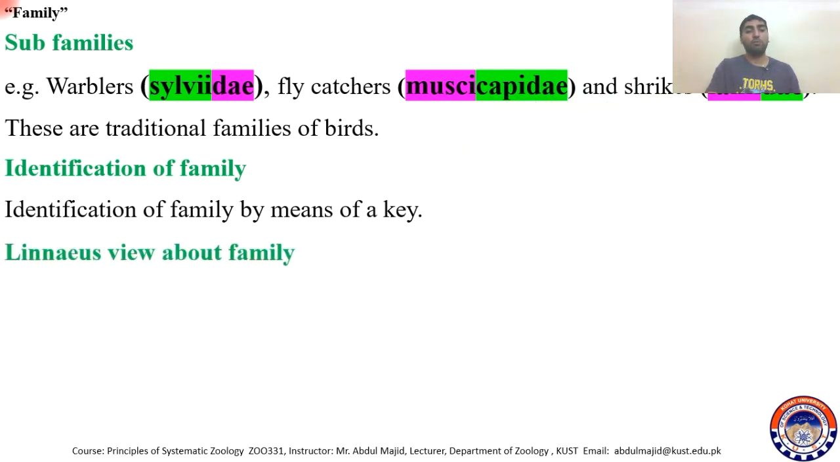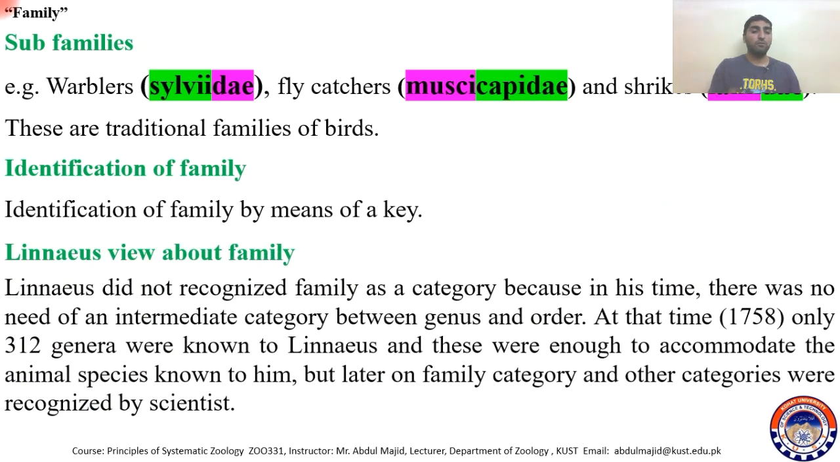Linnaeus' view about family. What was the view of Linnaeus regarding family? At Linnaeus' time, not many animals or organisms had been identified. In 1758, only 312 genera were known to Linnaeus, and it was enough for him to accommodate these genera into certain orders.